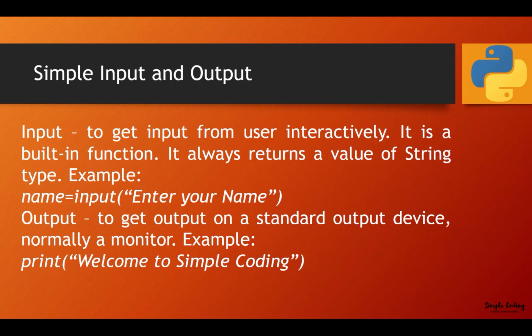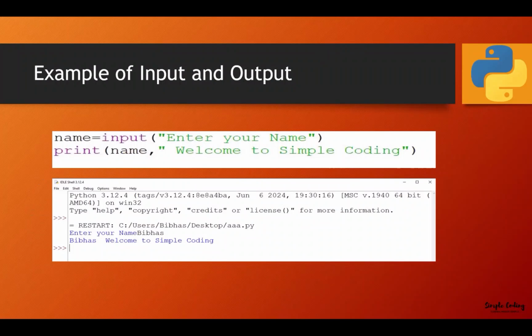And output is to get output on a standard output device. Normally it is a monitor. Example, print("Welcome to Simple Coding"). So it will print the text as Welcome to Simple Coding. So this is a sample program showing how to take input and display the output on the screen.